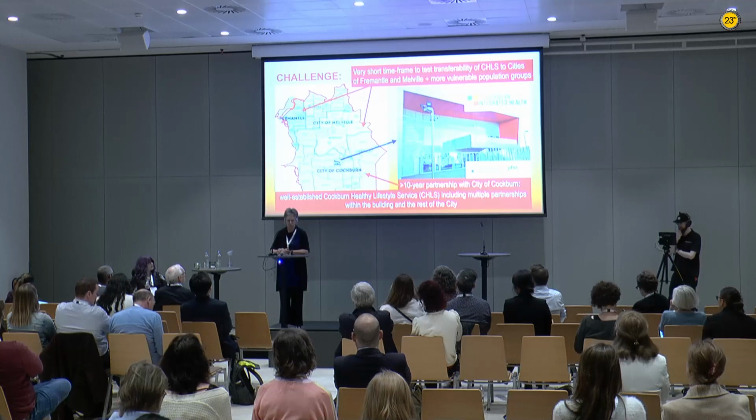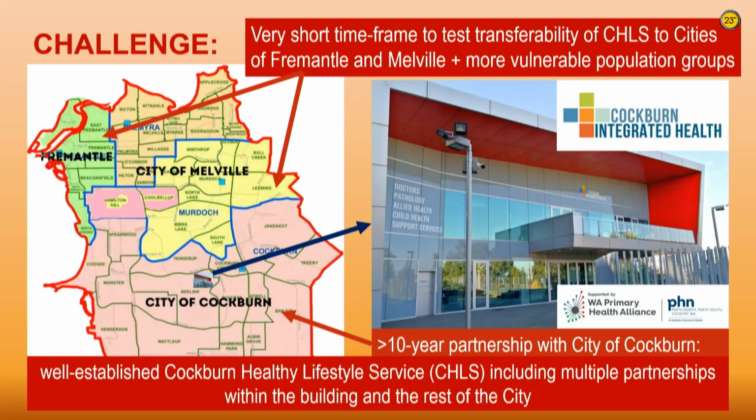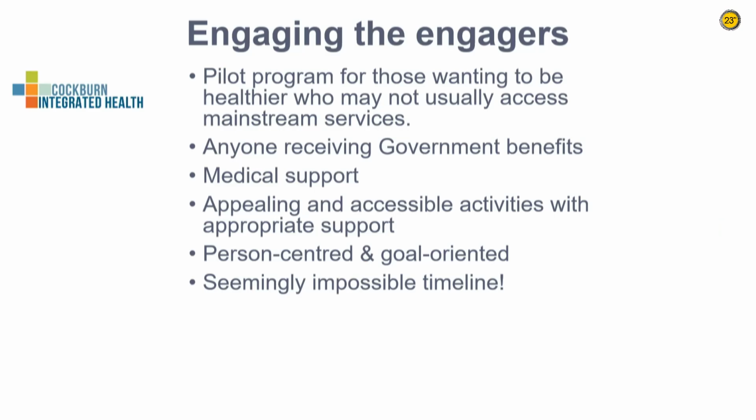But there were some challenges. If you just start at the bottom in the city of Cockburn, that had taken 10 years to evolve. There'd been a lot of time building up relationships with other organisations. We were given 9 months to form the partnerships, plan the project, implement the project, and evaluate the project. I actually wrote the report as a volunteer after it was finished.